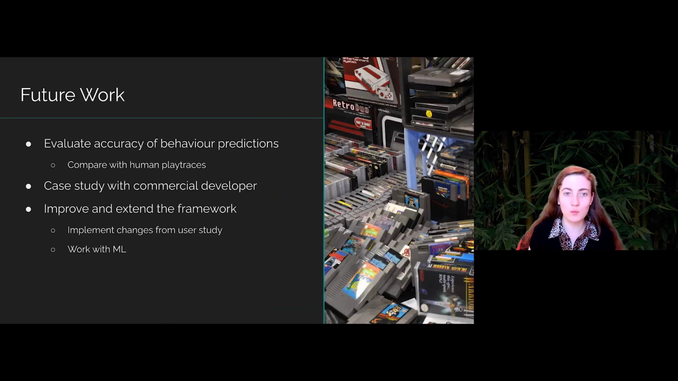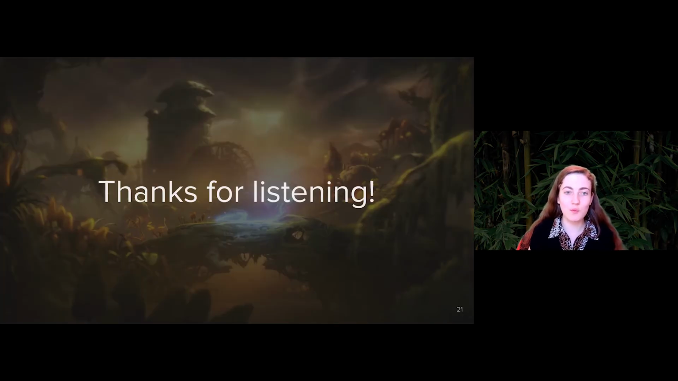In our future work, we're hoping to evaluate the accuracy of PathOS's predictions. We're also hoping to test it with a commercial developer, implement the improvements we identified, and look into working with machine learning.